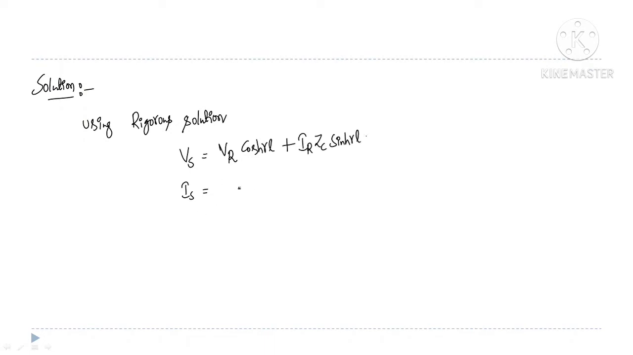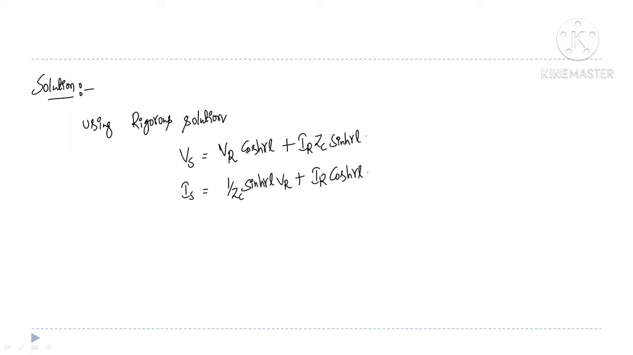Whereas Is has another equation, which is 1 by Zc sinh gamma L into Vr, plus Ir into cosh gamma L. These are the two equations of sending end voltage and sending end current which we derived using the rigorous solution for a long transmission line. In order to find these two values, we need to know Vr, Ir, cosh gamma L, sinh gamma L and Zc.